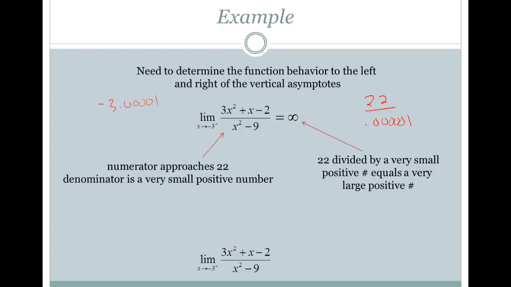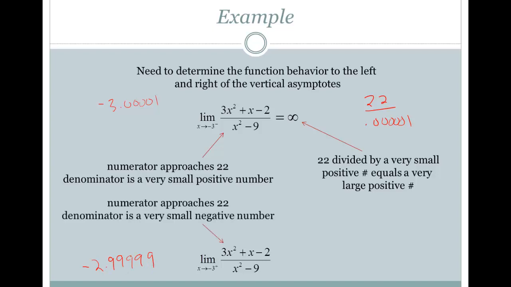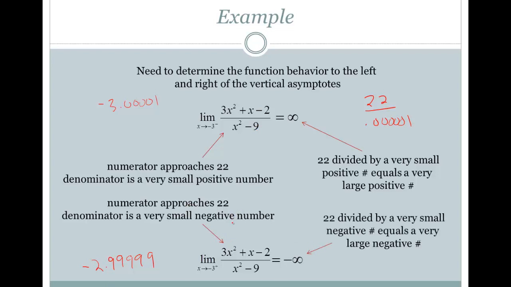Let's come in from the other side. And so coming in from the right here would be negative 2.99999, etc. If I do that, the denominator is now, when I square this number, I'm still going to get positive, but it's going to be a little less than 9. So the denominator is going to be negative. And that means I'm going to take 22 divided by a really small negative number, negative 0.00001. I'm going to get bigger and bigger, and I'm going to approach negative infinity. So that's what's going to happen when I approach negative 3.